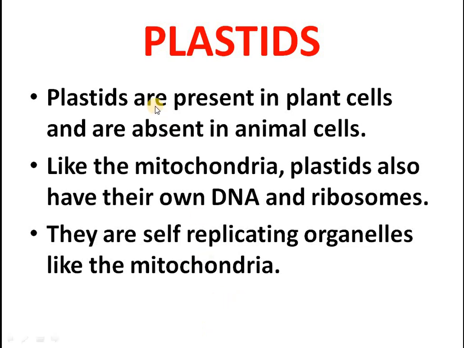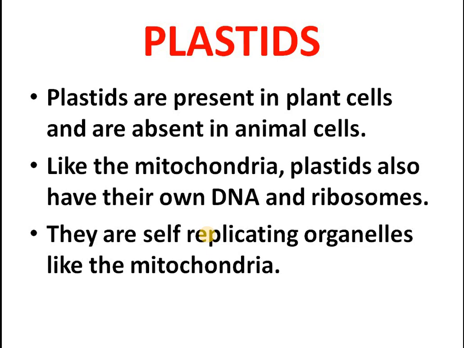Plastids, as you already know, are only present in the plant cells. They are absent in animal cells. Like the mitochondria, plastids also have their own DNA and ribosomes. So they are self-replicating, meaning they can divide. They have the power to divide just like the mitochondria. Fine, you must be clear with this. I am repeating it again.